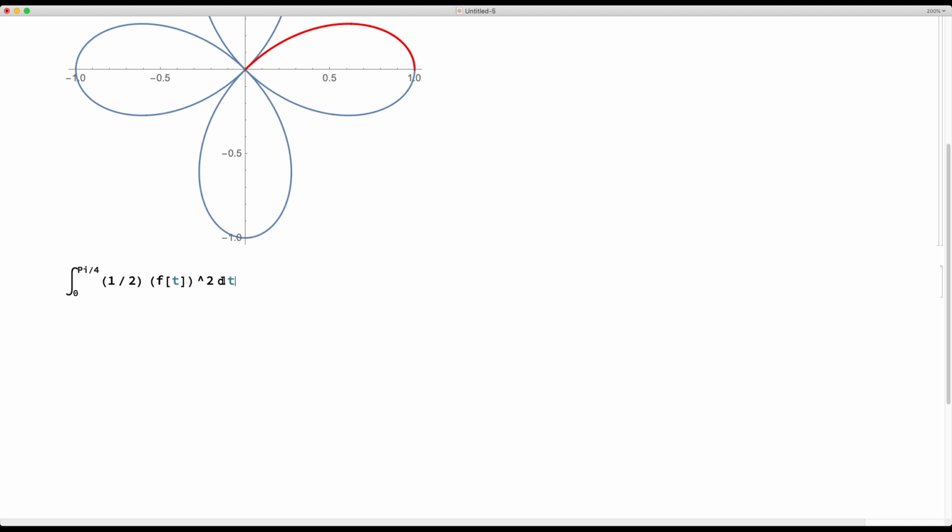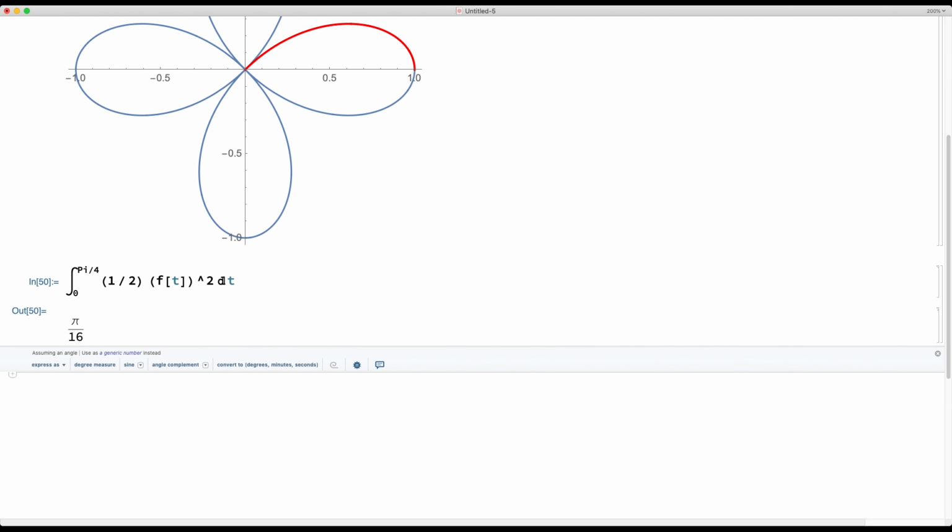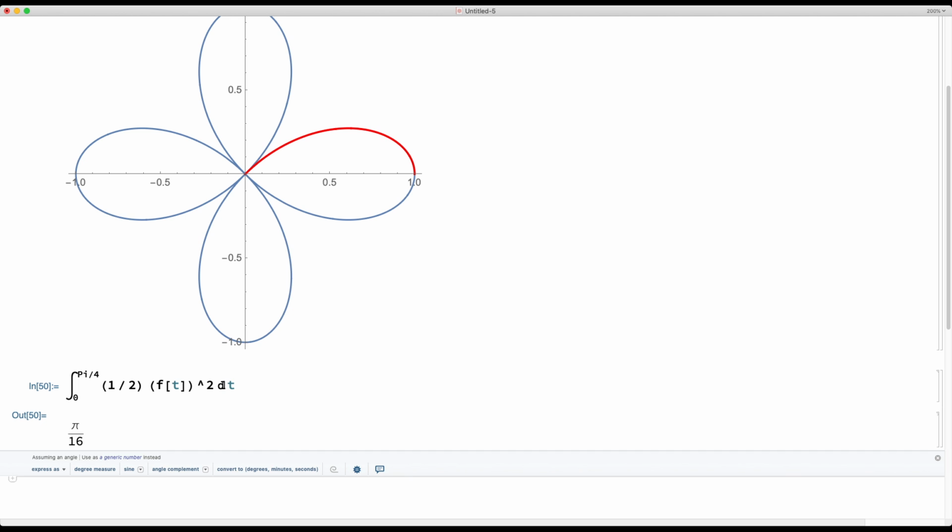The setup? All right, well, so let's see what it is. Okay, happens to be pi over 16. So if it's pi over 16, what's the area of the entire flower? Pi over 2, right? Because our petal that we just computed was 1/8 of the true thing, right? All right, does that make sense?